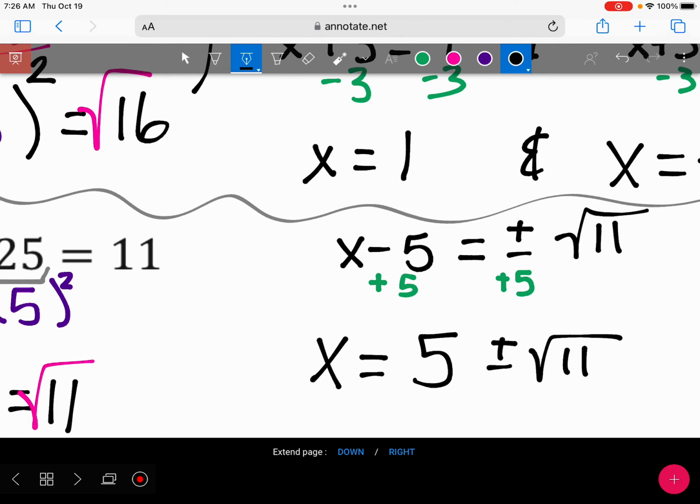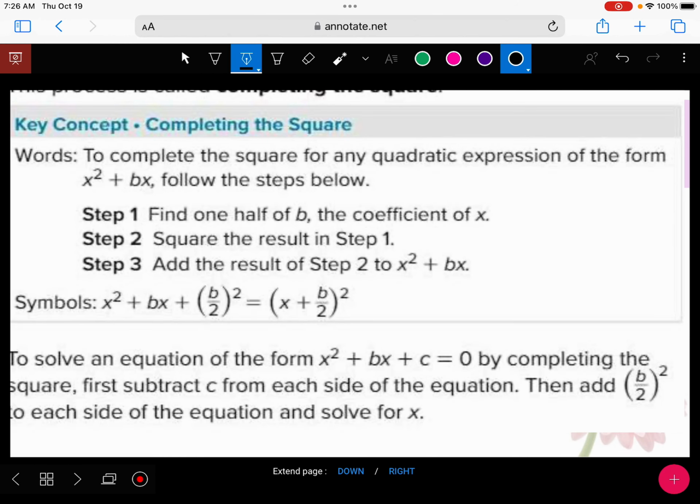So I'm going to put up the screen. It's going to have a giant wall of text on it, just as a warning. Okay? Because this is a screenshot from your book. And what we're going to be doing is something called completing the square. And it's a whole lot of gobbledygook on here. What we're looking at is we're going to take a perfect square trinomial like this.